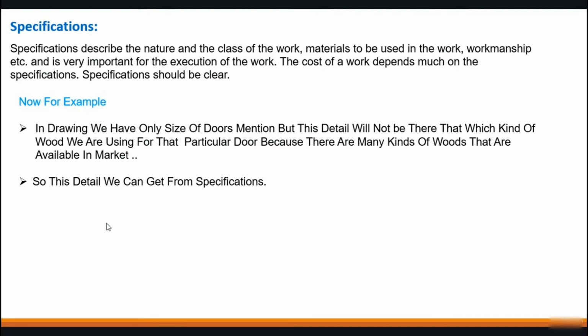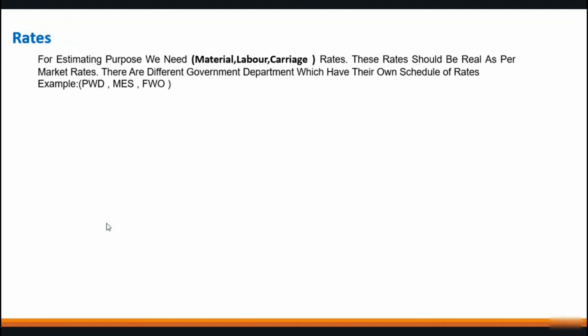Let me give you an example. In drawing we have only the size of doors mentioned, but the detail of which kind of wood we are using for that particular door will not be there, because there are many kinds of wood that are available in the market. So this detail we can get from specification. Hope you understand specification.